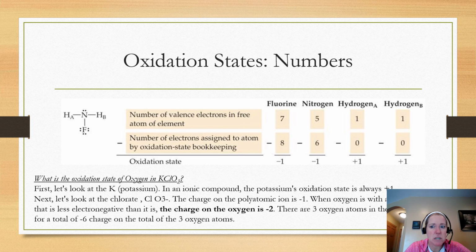Oxidation states and numbers. This is difficult. This is not something we expect you to be very well versed in. The example that you will have on your test is identical to the problem we see here. What is the oxidation state of oxygen in KClO3? Read this slide, know how to do this one, and you'll get that right on the test.